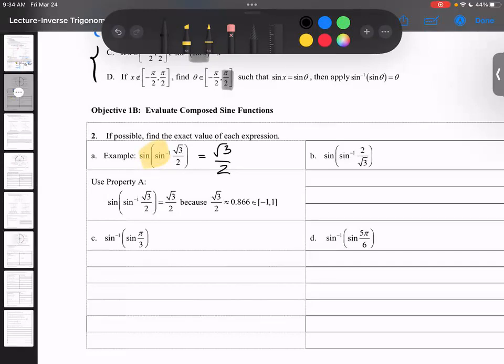What about B? Can I cancel psi and psi inverse? Why can't I? Two over root three is roughly two divided by root three. You can check with your calculator, right? You should not guess. It's 1.2. Does 1.2 belong to negative 1 and 1? No, right? So you cannot do anything, just say undefined. Cannot cancel. Answer is undefined.